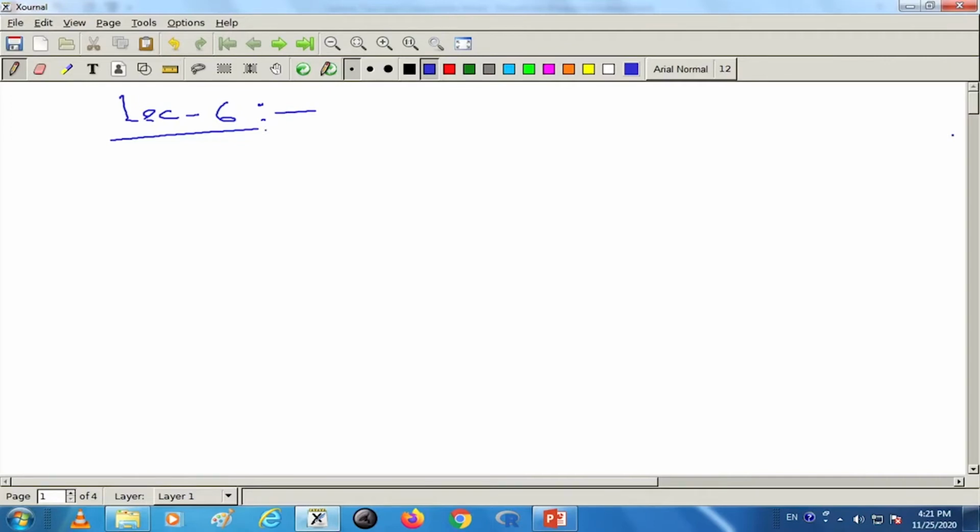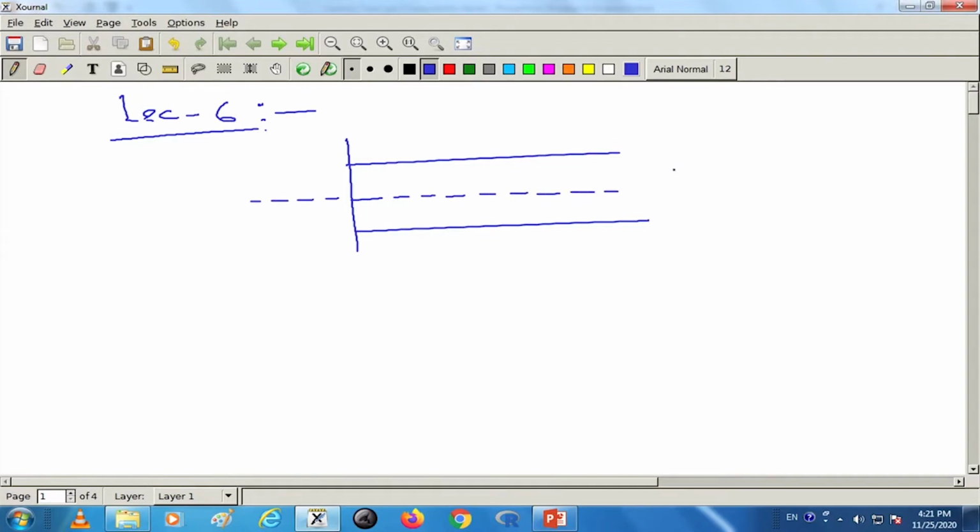In the previous class, if you remember, we calculated for the meridional ray. This was the structure, so let me write it once again. N1 is the refractive index of the core, and N2 is the refractive index of the cladding, and we calculated the acceptance angle. This is I, this was theta.